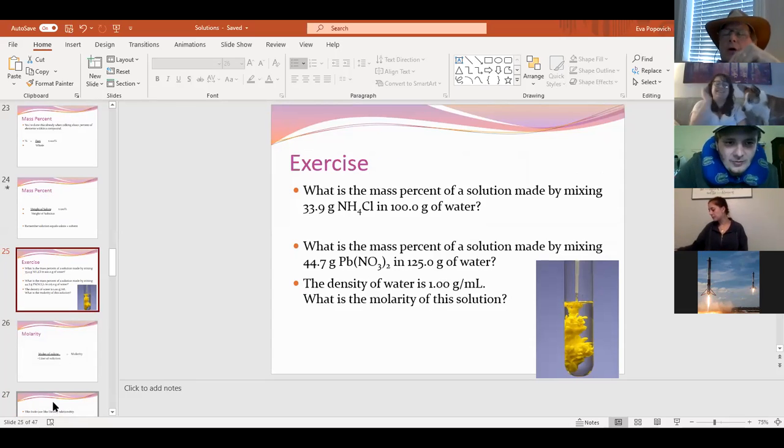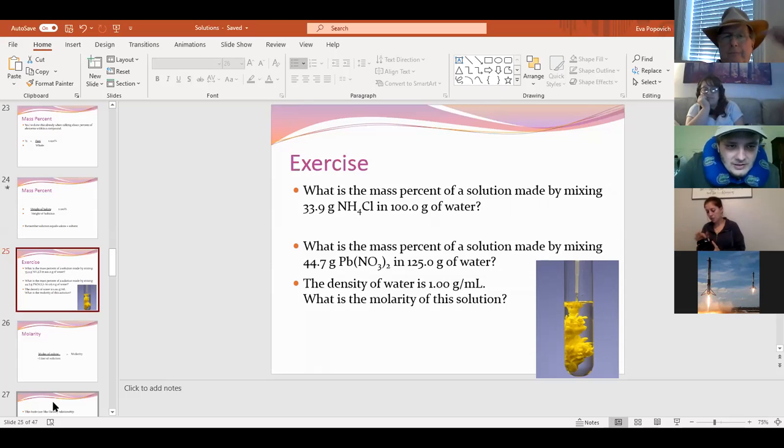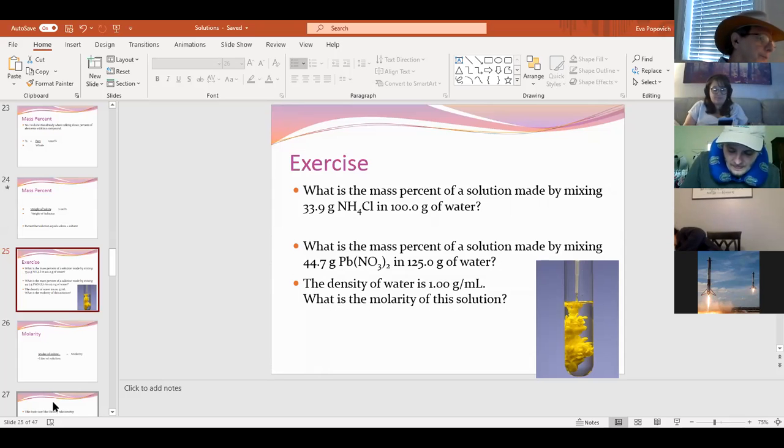Okay, so we should find the part and the whole in this scenario. What's the part? The part looks like it's going to be 33.9 grams. Absolutely right. Now, what is the whole? The whole is going to be the 100 grams of water. Is that true? Yes. No. Who said no?